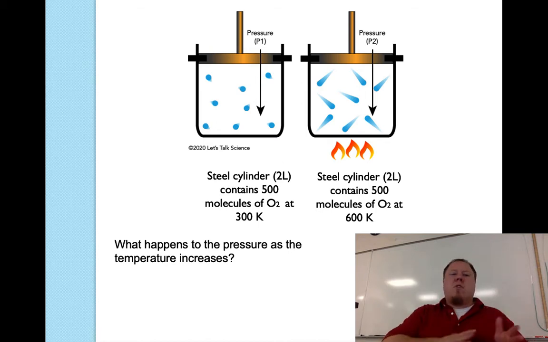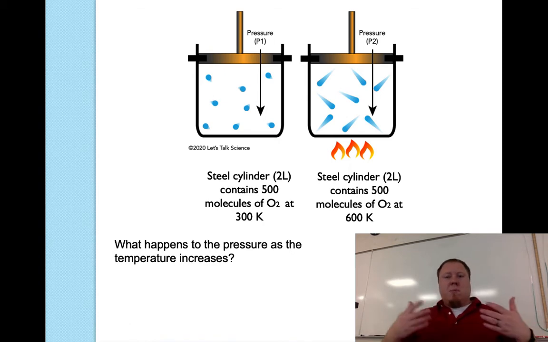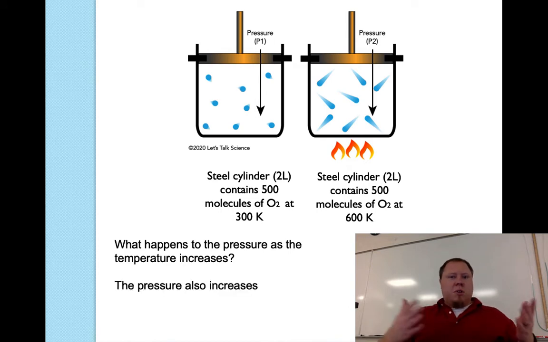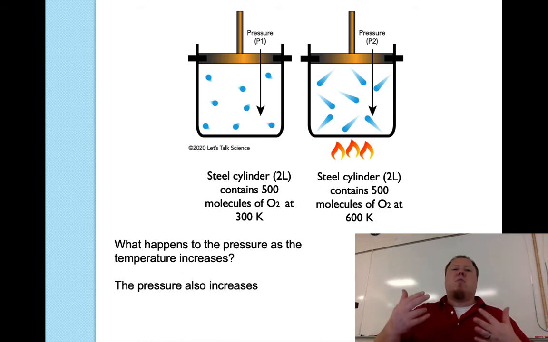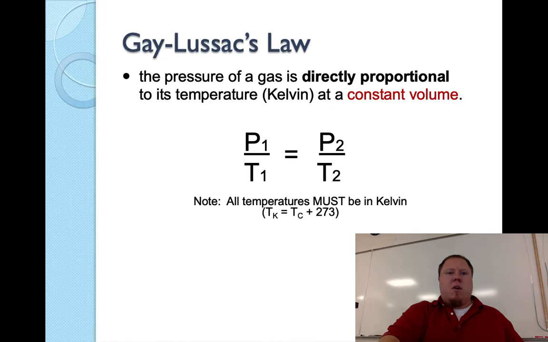All right, the first one is at 300 Kelvin. That's about room temperature in Kelvin scale. So particles are moving around. If we were to heat it up, get those particles moving faster, heat it up to 600 Kelvin, what would happen to the pressure as that temperature increases? Well, if the temperature increases, that means the pressure is also going to increase because they're directly proportional. If they're moving faster, they're going to bump into those container walls a lot more often, and they're going to bump into them harder, so that pressure is going to increase. That's Gay-Lussac's law.